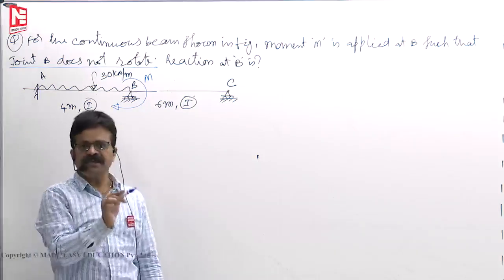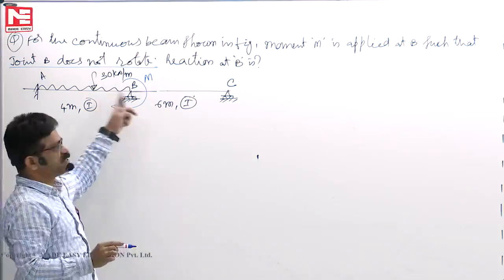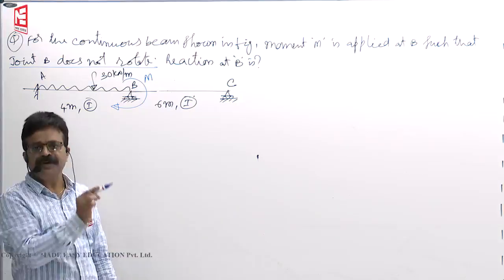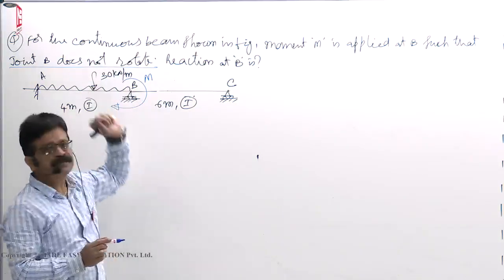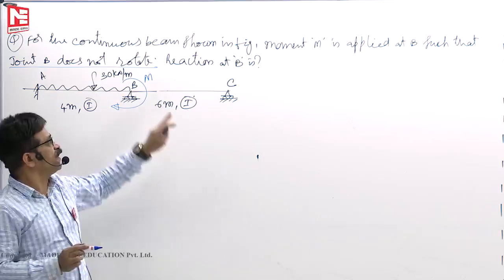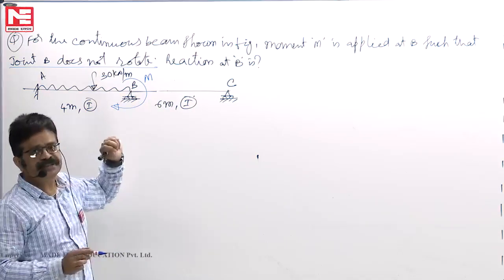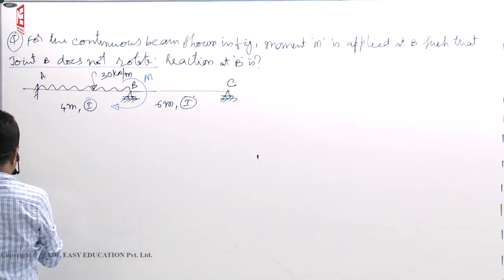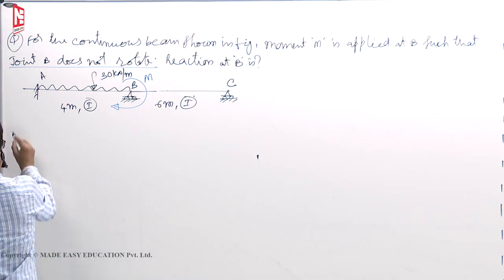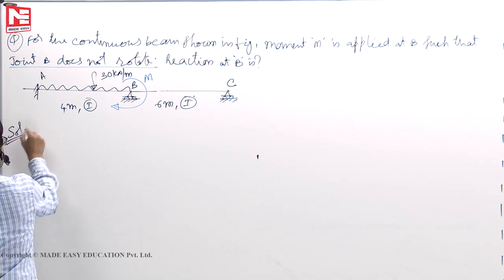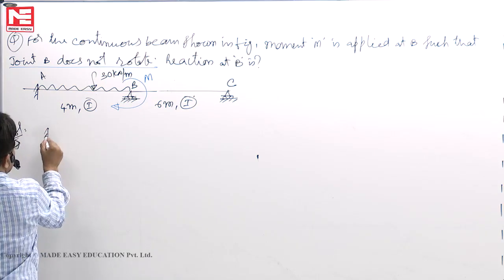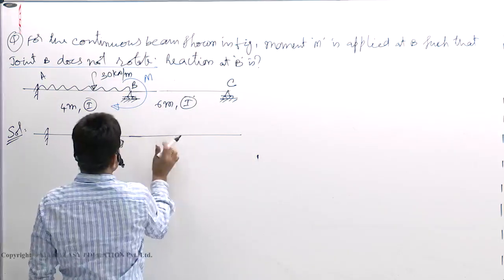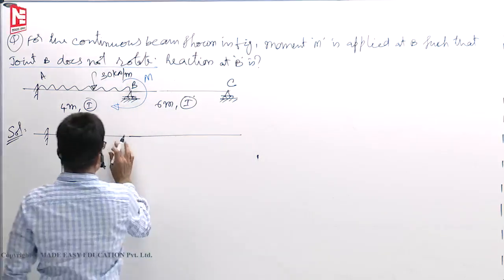That means before the moment M, the load was there, theta B also will be there, theta C also will be there. Now you apply moment M so that theta B becomes 0. So after application of the moment M, theta B 0 means what? How will the deflection profile be? Always, based on the description, try to draw the deflection profiles for all the problems. They will simplify your task.